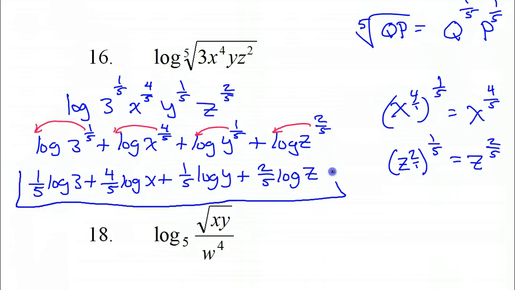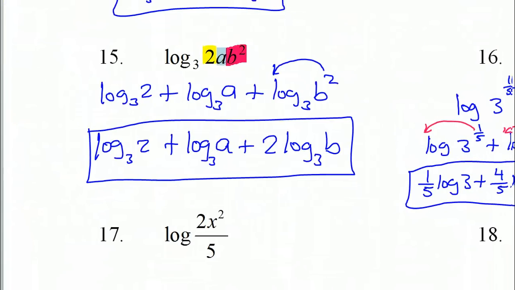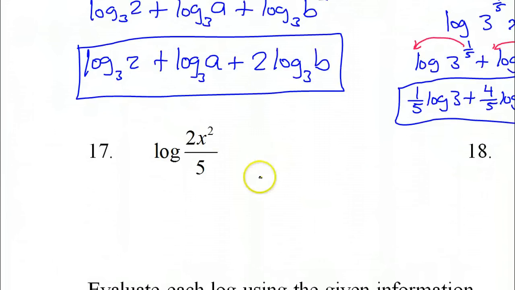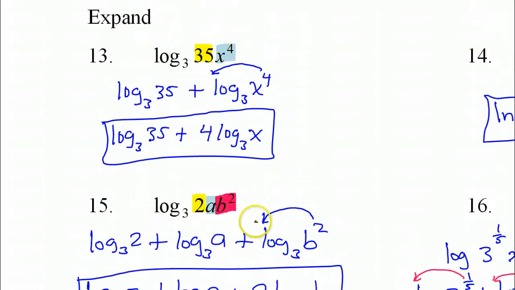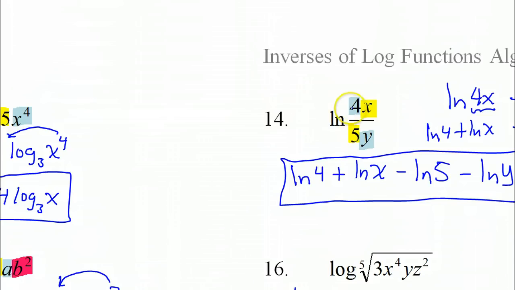Alright, that's number 16. Alright, here comes number 17. Alright, this is just like one of them that we did. It's just like number 14. Remember when we saw 1, 2, 3, 4 things? Anything in the numerator came out positive. Anything in the denominator came out negative. That's what we're doing again.